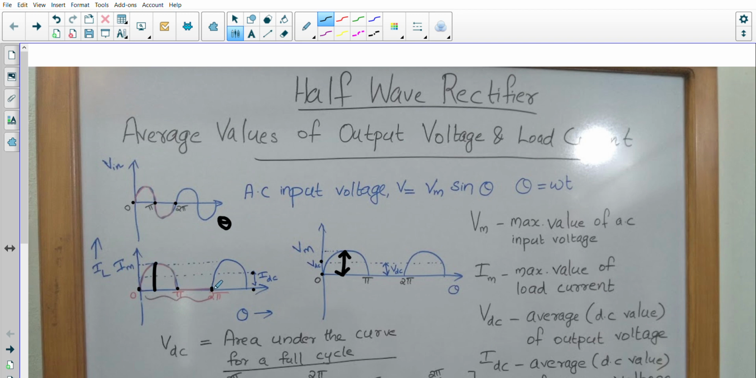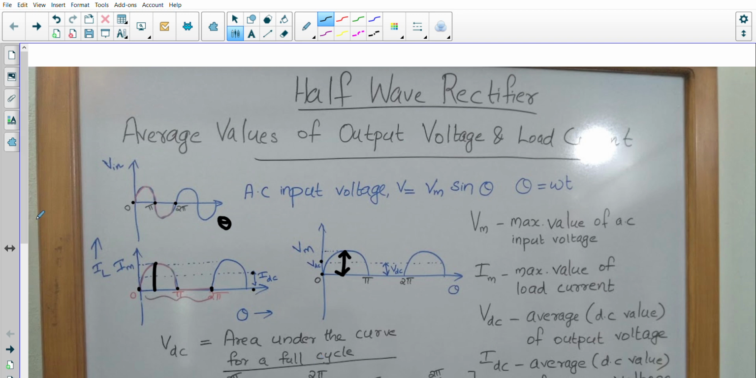Yesterday we learned that a cycle means the repeating pattern. So here this is the repeating pattern. In the case of the output signal, this wave is repeating. So VDC is equal to the area under the curve over a full cycle divided by the theta value for a full cycle, that is 2 pi, 0 to 2 pi.